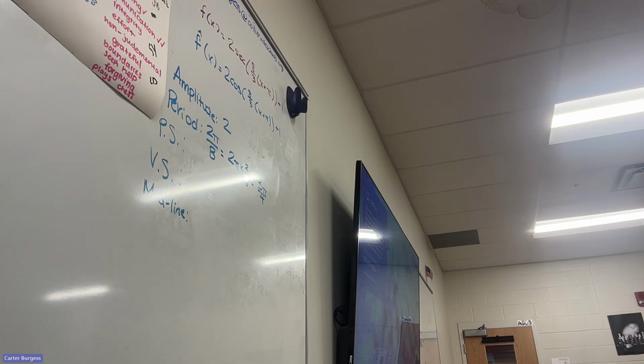What is our phase shift going to be? Negative pi. What is our vertical shift going to be? 1. And then therefore, what is our midline going to be? Y equals 1. Very nice.